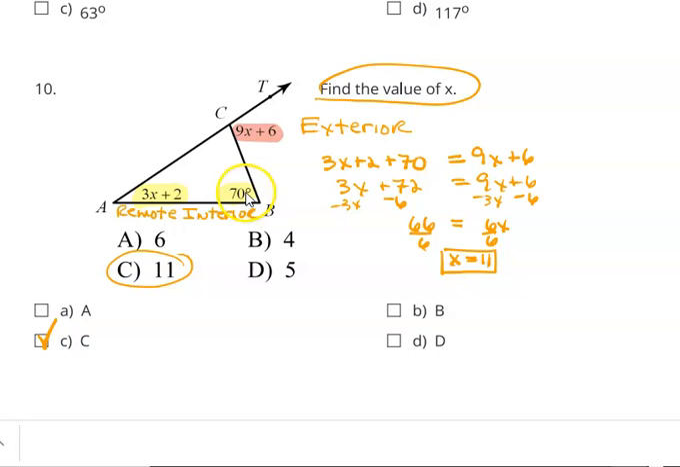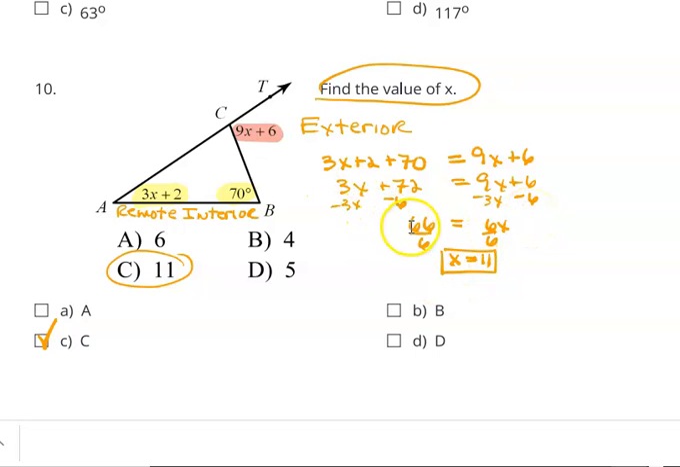Here I have no option but to say 3x plus 2 plus 70, those are my remote interior angles, has to equal 9x plus 6. So here's where I write that. 3x plus 2 plus 70 equals 9x plus 6. So I'm going to get numbers on one side and variables on the other side. You can see the steps I took.